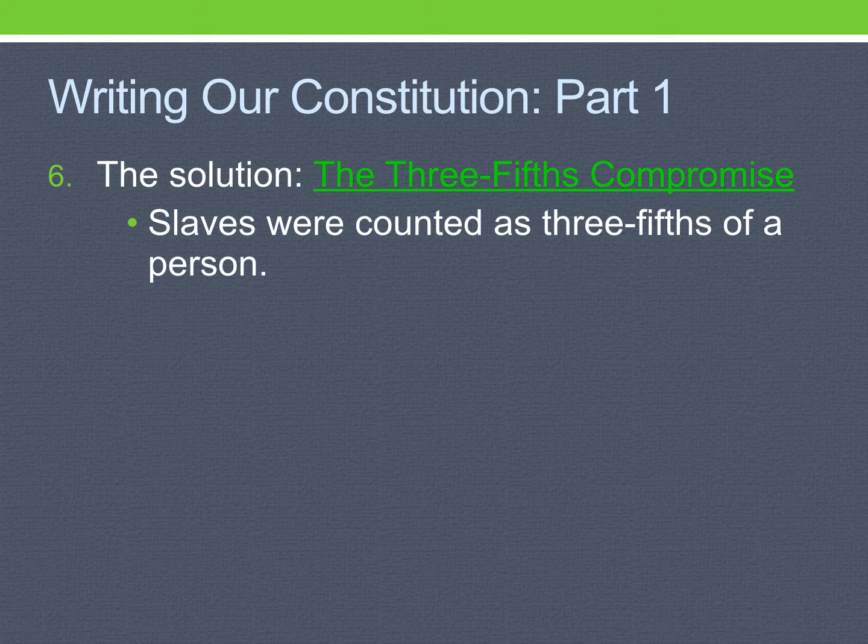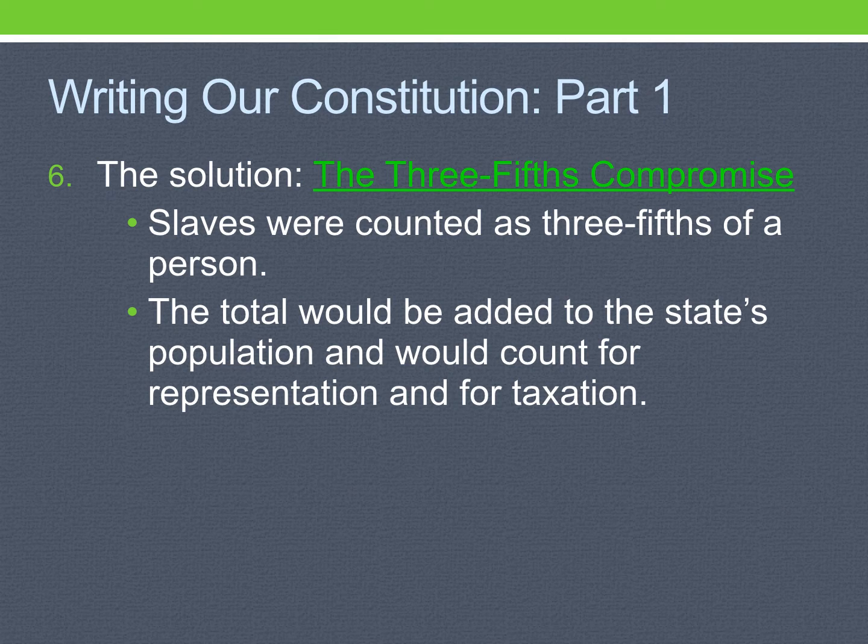Effectively, what it settled on was that slaves would count as 3/5 of a person. So if you had, for example, 5,000 slaves in your state, 3,000 would be counted and added to the population. It would count for the state's population, for representation, and also for taxes.